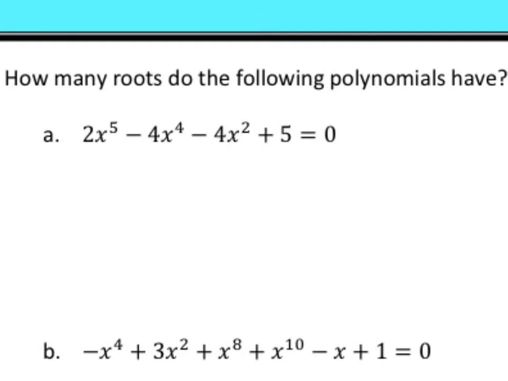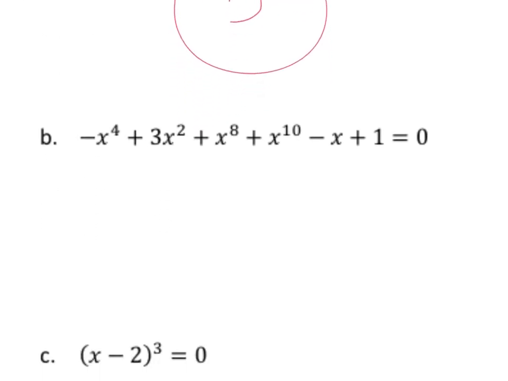So this first one, is that in standard form? Is it in order, all like terms combined? Yes, it is. So what's the degree? 5. So how many zeros does it have? 5. There's your answer. Okay, this one, if you were going to put it in standard form, what would come first? x to the 10. So what's the degree? 10. So how many roots does it have? 10.